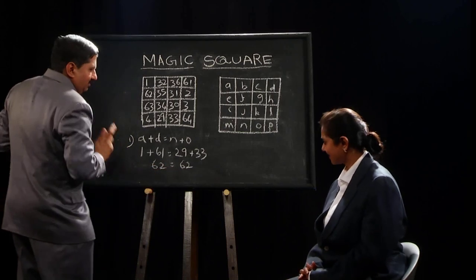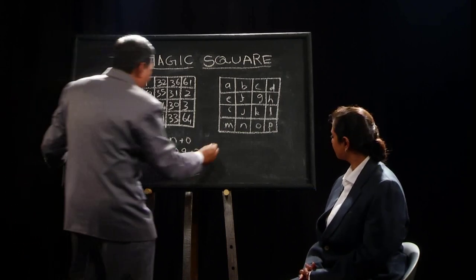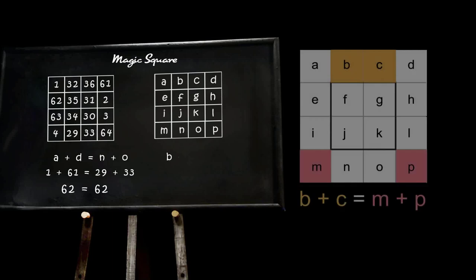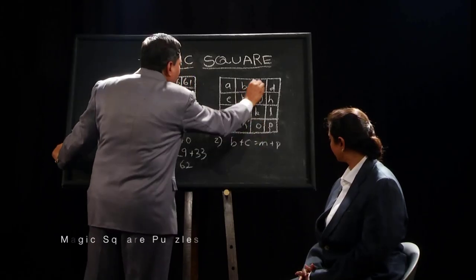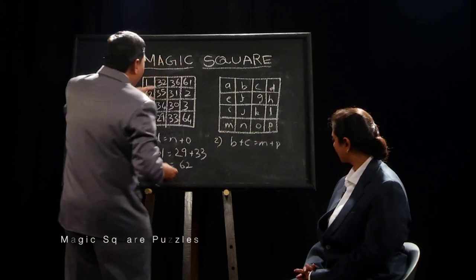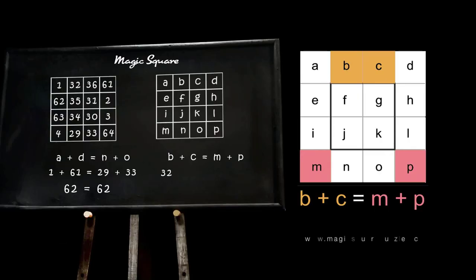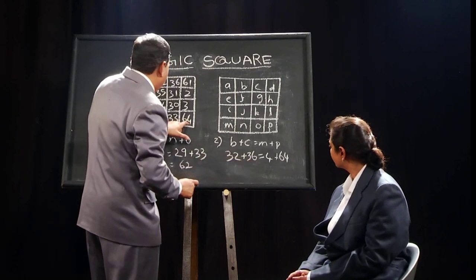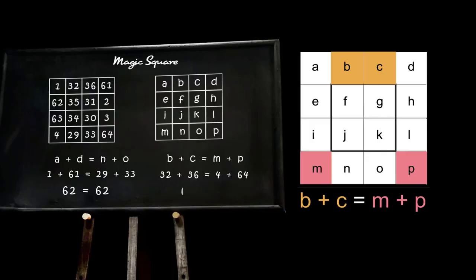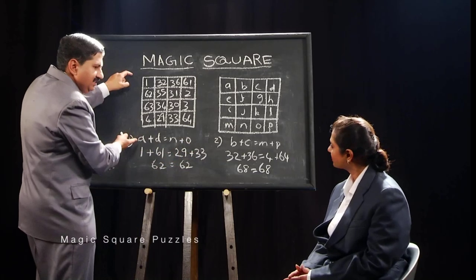This is rule number 1. Okay. And again there is rule number 2. B plus C is equal to M plus P. Here B is 32, C is 36, M is 4 and P is 64. See, 32 plus 36, B plus C, is equal to M plus P, that is 4 plus 64. 68 is equal to 68, both are the same. This is equal to this, that we are seeing here.